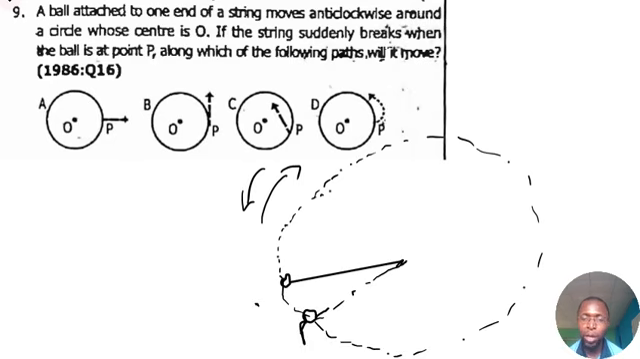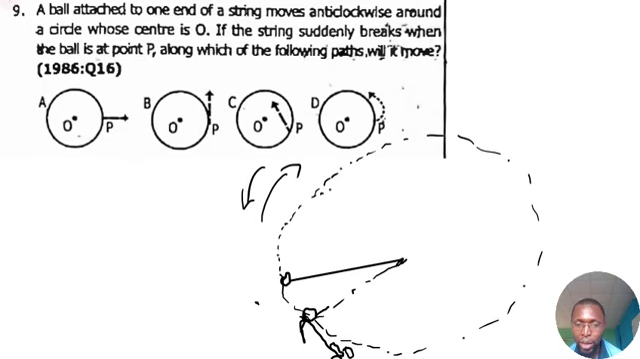Of course, if the string breaks, definitely the ball will not move in a circular path again. It will move away from the path. So it will move at a tangent to the circle. So it will move this way. The ball will suddenly move in that direction.